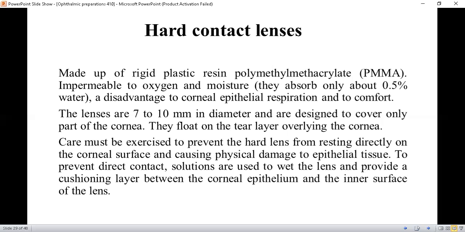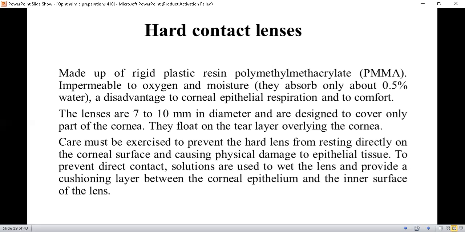Hard contact lenses are 7 to 10 millimeter in diameter, and they are designed to cover only part of the cornea. They float on the tear layer overlying the cornea. Their dimensions, students, are 7 to 10 millimeter in diameter, and they are designed to cover a specific area of the cornea, not the whole cornea.